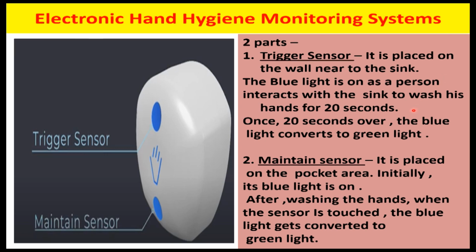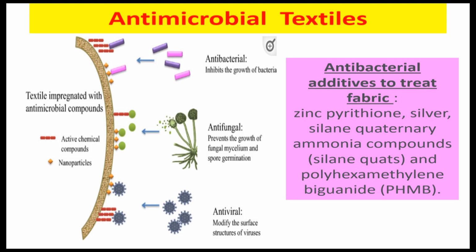Next, we go on to antimicrobial textiles. These days, we have textiles which are treated with chemicals such as zinc pyrithione, silver, silane quaternary ammonium compounds, and polyhexamethylene biguanide, PHMB. All these chemicals do one thing, that is, they make the textile antibacterial, antifungal and antiviral, antimicrobial in gist. So let's go on.